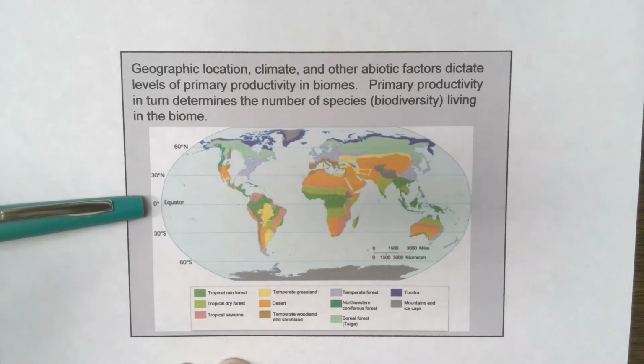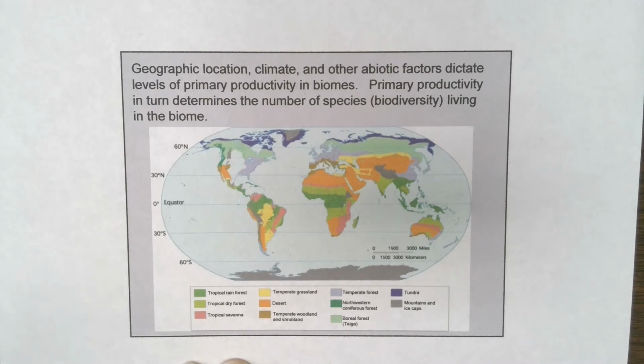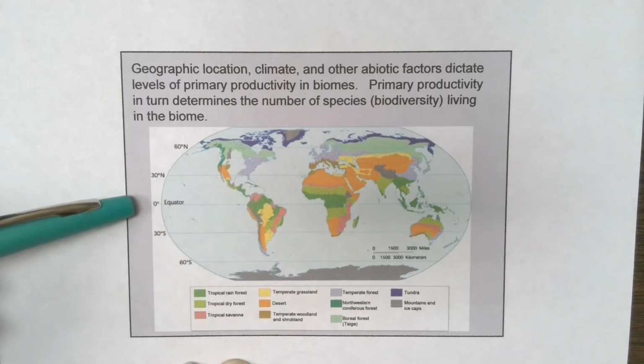Remember we already talked about climate, that climate is composed of temperature and precipitation looking over the course of a year. Day-to-day changes in that are weather. But the climate near the equator is typically hot and wet year-round. And again, there are other abiotic factors that are going to dictate levels of primary productivity overall.